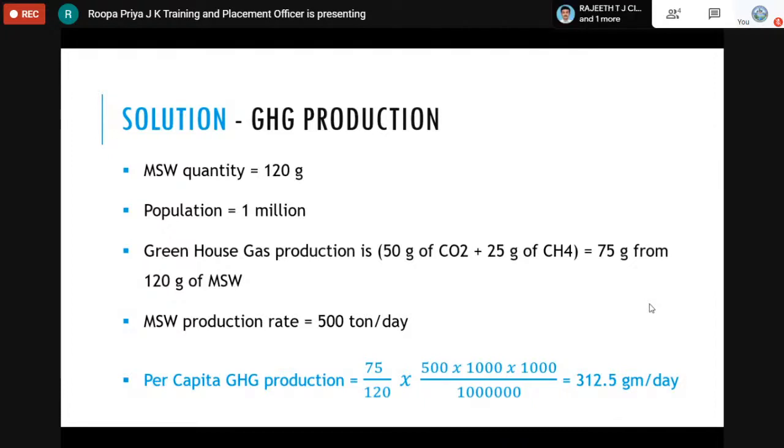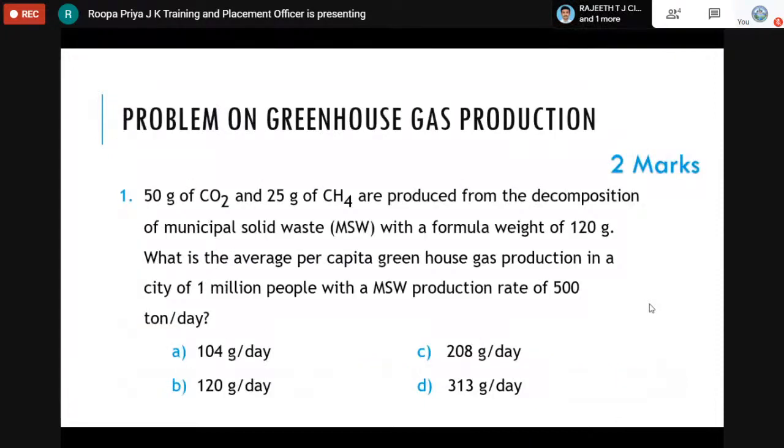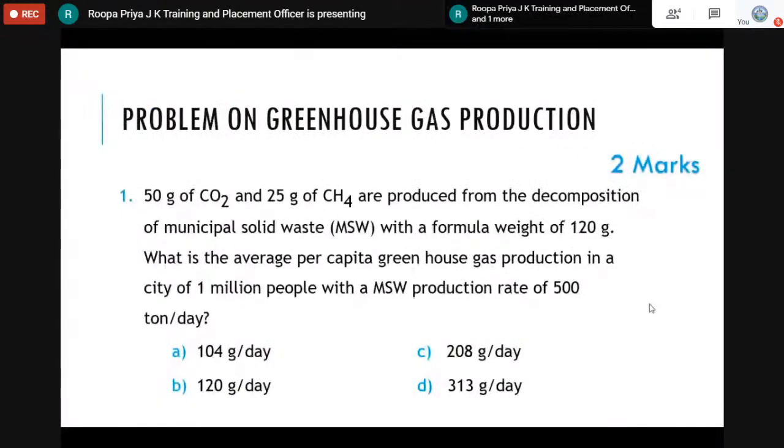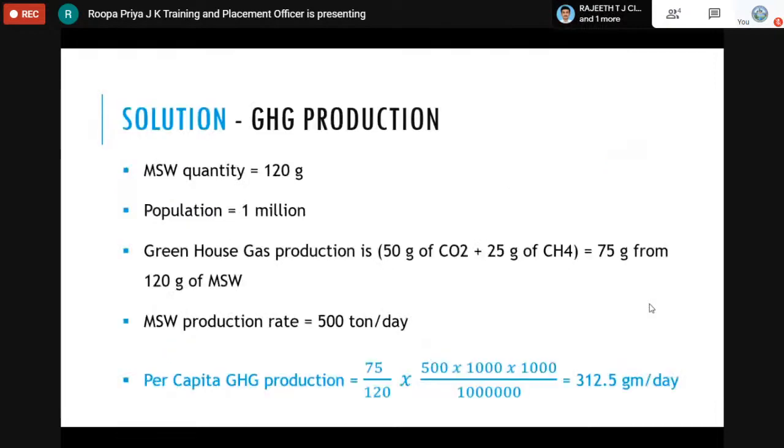Okay, so this is the solution. For your question, you have the options 104, 208, 120, and 313 gram per day, because this 312.5 is close to 313. So your answer for the question is 313 gram per day of the greenhouse gas produced. Okay, so this is about the greenhouse gas.